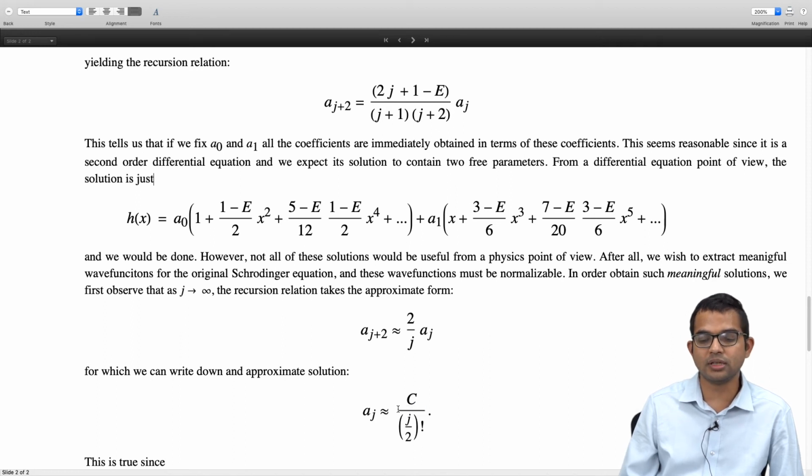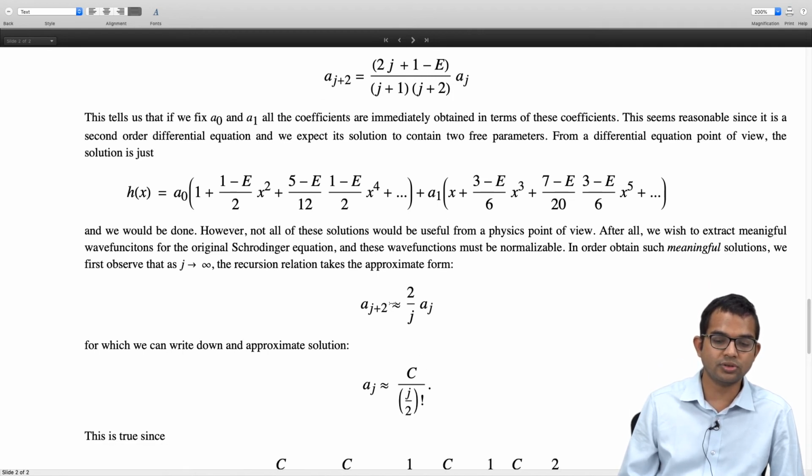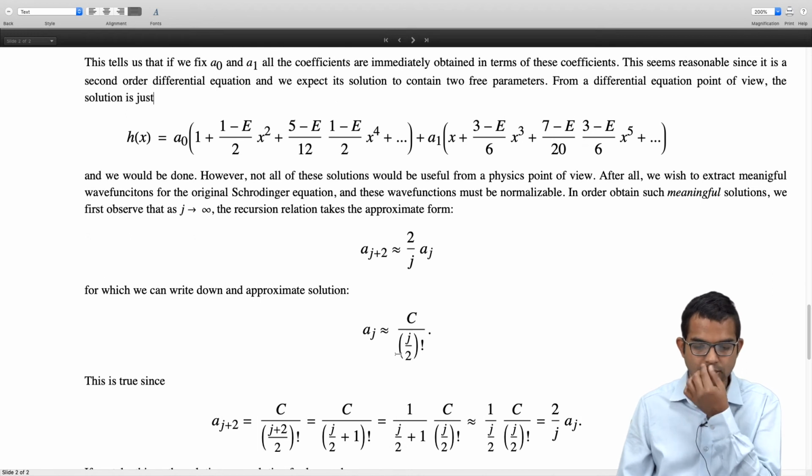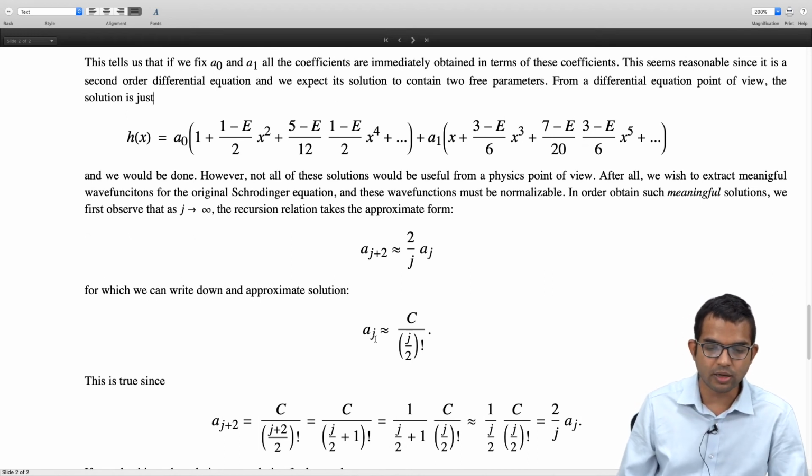You make a guess that if you try a_j approximately equal to some constant divided by (j by 2) factorial, right? This comes because of the 2 involved here. And then it's going to be a solution to this, right? So the way to see this is to just calculate what happens to a_(j+2).